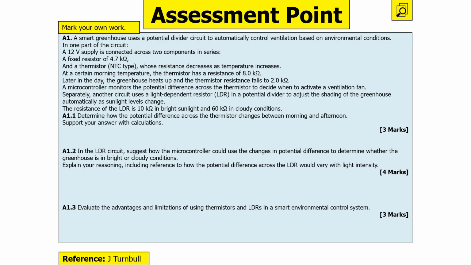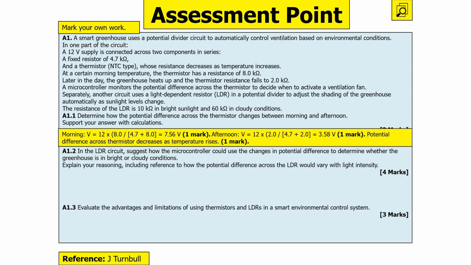So in this first question, we've got to use the potential divider equation in both times. So you can work it out in the morning. When you work that through, we're going to get our answer to be 7.56 volts. In the afternoon, when we work it through, we get 3.58 volts. So it tells us that the potential difference across the thermistor will decrease as the temperature rises.